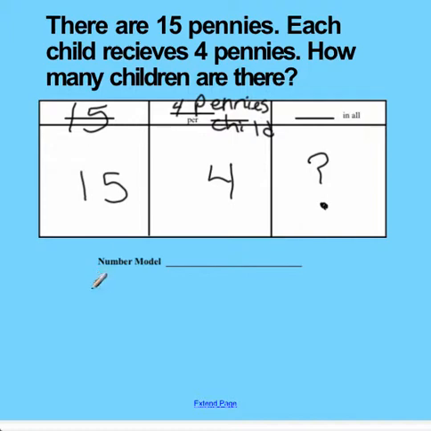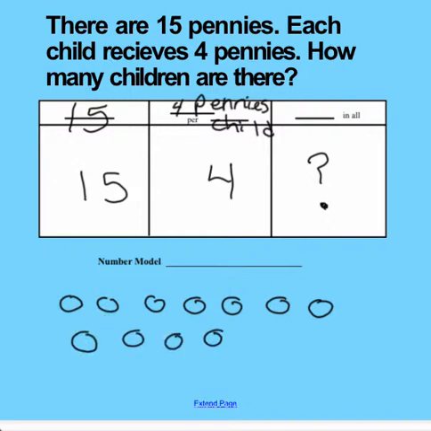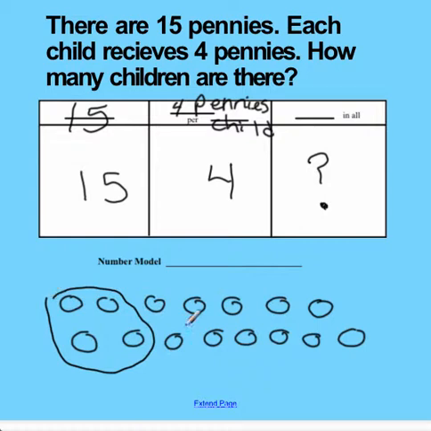All right, so let's think about this. We have 15 pennies. So we're going to draw them out. 15. 1, 2, 3, 4, 5, 6, 7, 8, 9, 10, 11, 12, 13, 14, 15 pennies. And each child is going to get 4. I want to figure out how many children there are. So I'm going to put these into groups of 4. So here would be one group of 4. Here is my second group of 4. This is my third group of 4. And can I make another group of 4?